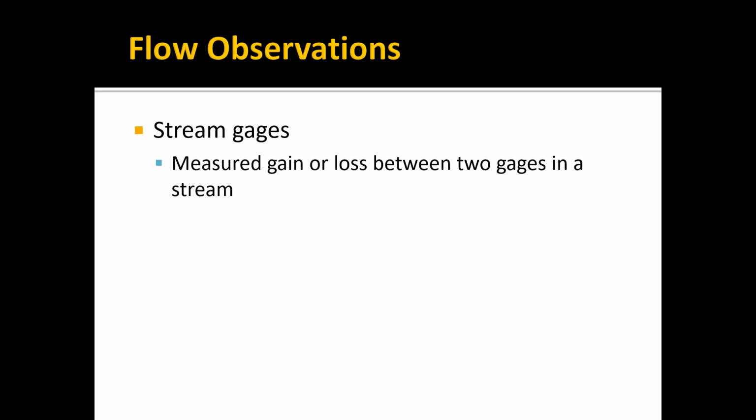You could also label this flow estimation. Clearly, if you have a stream gauge and a stream somewhere in your model, as we discussed in calibration, that measured gain or loss would then fix your flow budget. It would pin down your recharge and therefore the flow through the system. The only variable left would be hydraulic conductivity.